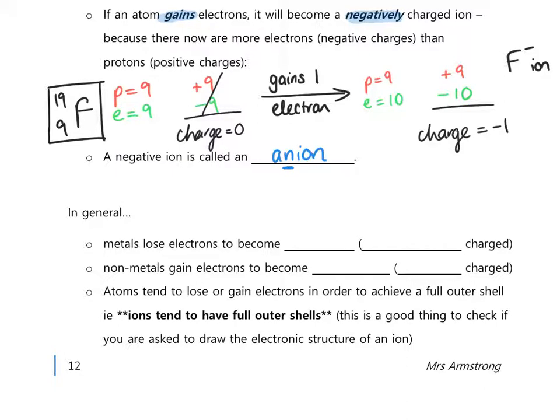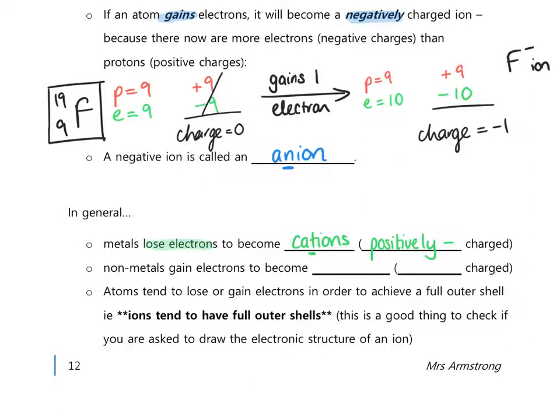Okay, and just a quick general note is that metals tend to lose electrons, and this will come in handy in our bonding topic. Metals tend to lose electrons, and when we lose electrons, remember, we become positively charged because we're losing negative charges. So overall, we have a positive charge. What we said is that positively charged ions are called cations. Think about that T as a plus sign.